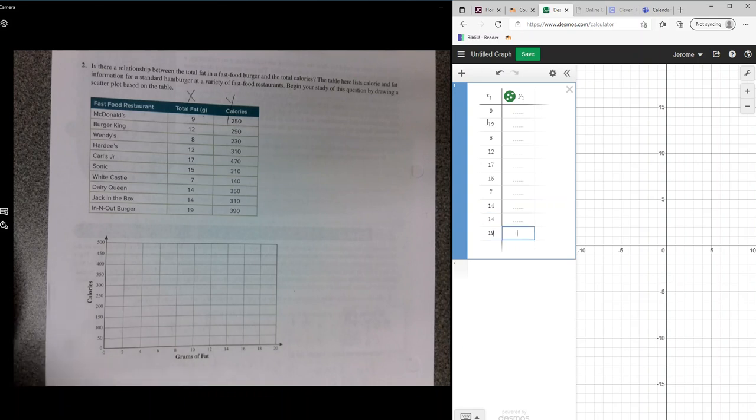Okay, now type in the calories. We had 250, 290, 230, 310, 470, 310, 140, 350, 310, and 390.